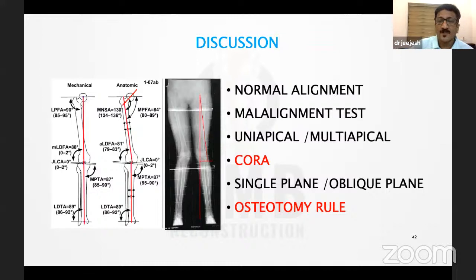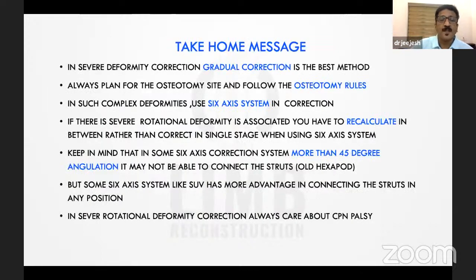So you have to follow, which I follow, normal alignment; you should know it. The malalignment test you should know how to do, then find out whether it is a uniapical deformity or multi-apical. And you have to find out where the CORA is, and whether it is single plane or double plane. According to that, you have to plan the deformity correction. And you should know the osteotomy rules, where I am going to do the osteotomy.